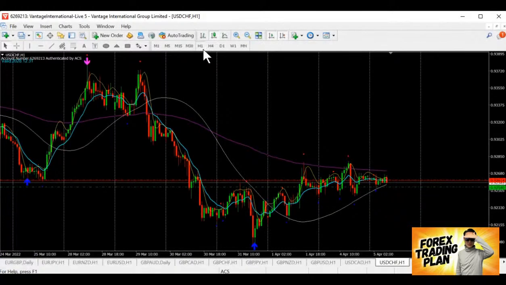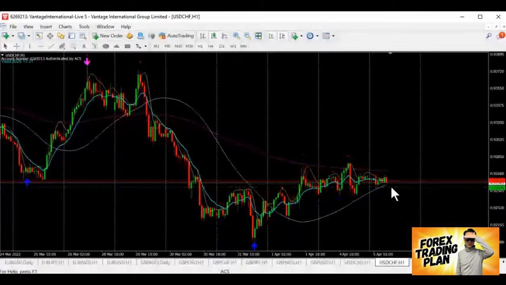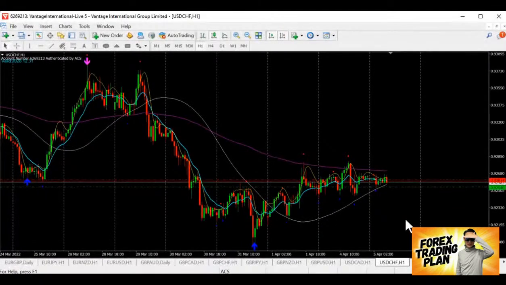Okay, if we can break the support here in H4, definitely it will become a retesting of the support. So dollar franc, you can pay attention to that. Just take a look at this, making sure in H1 we have a new resistance below this support area to show us there's a new selling cycle. Then we start selling.